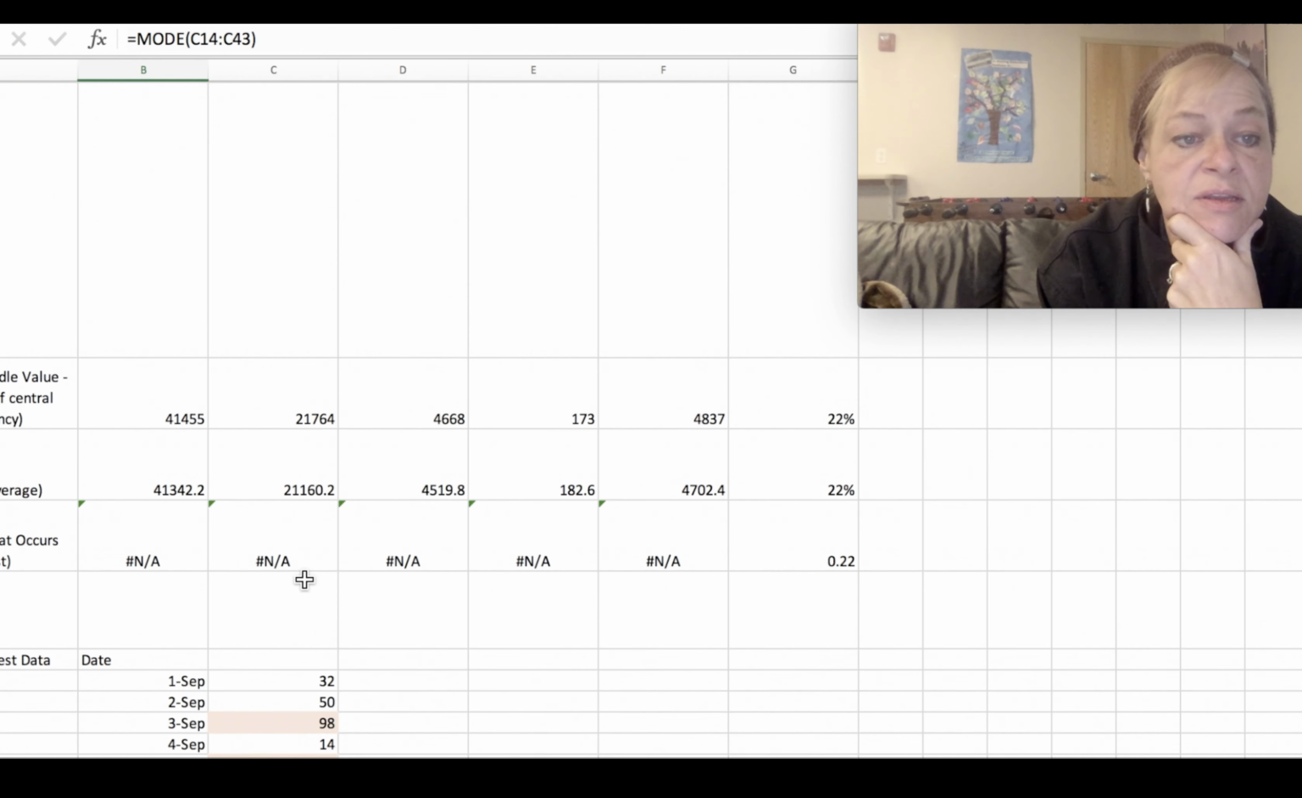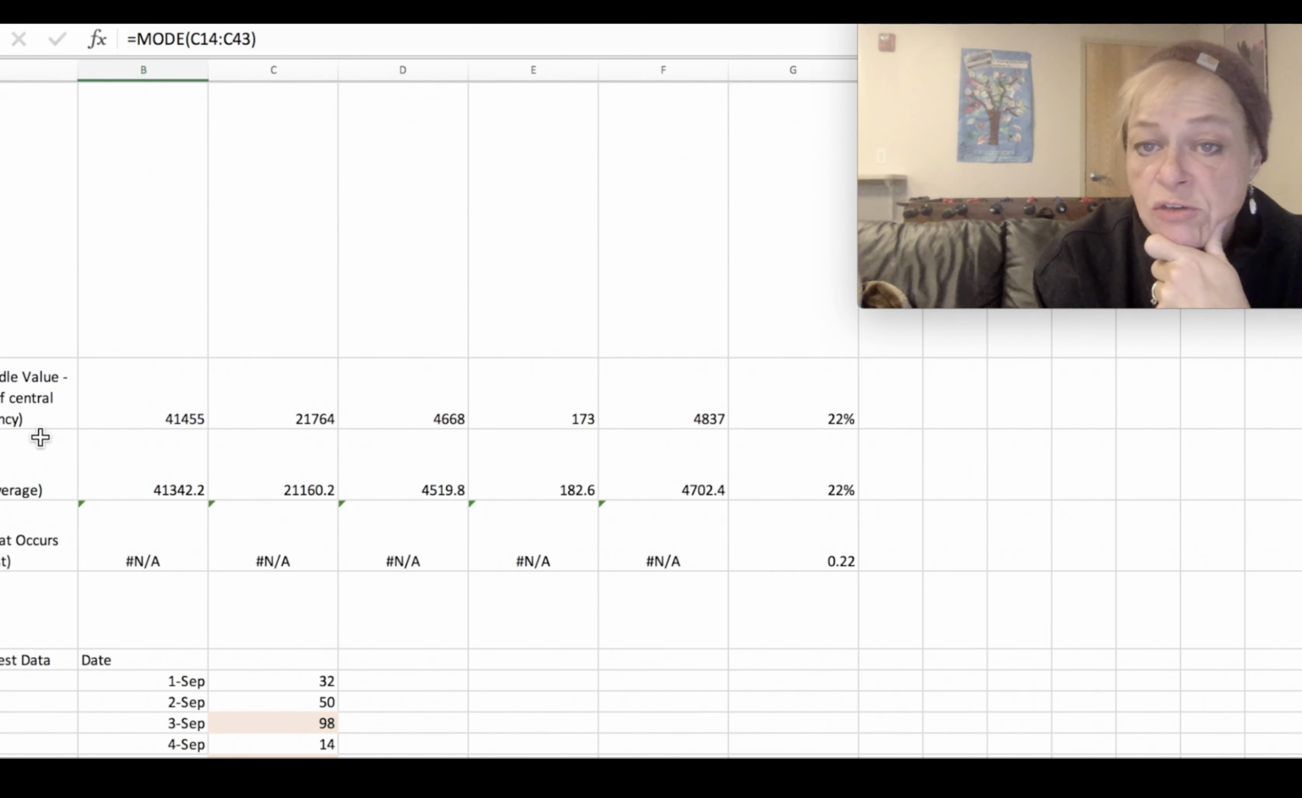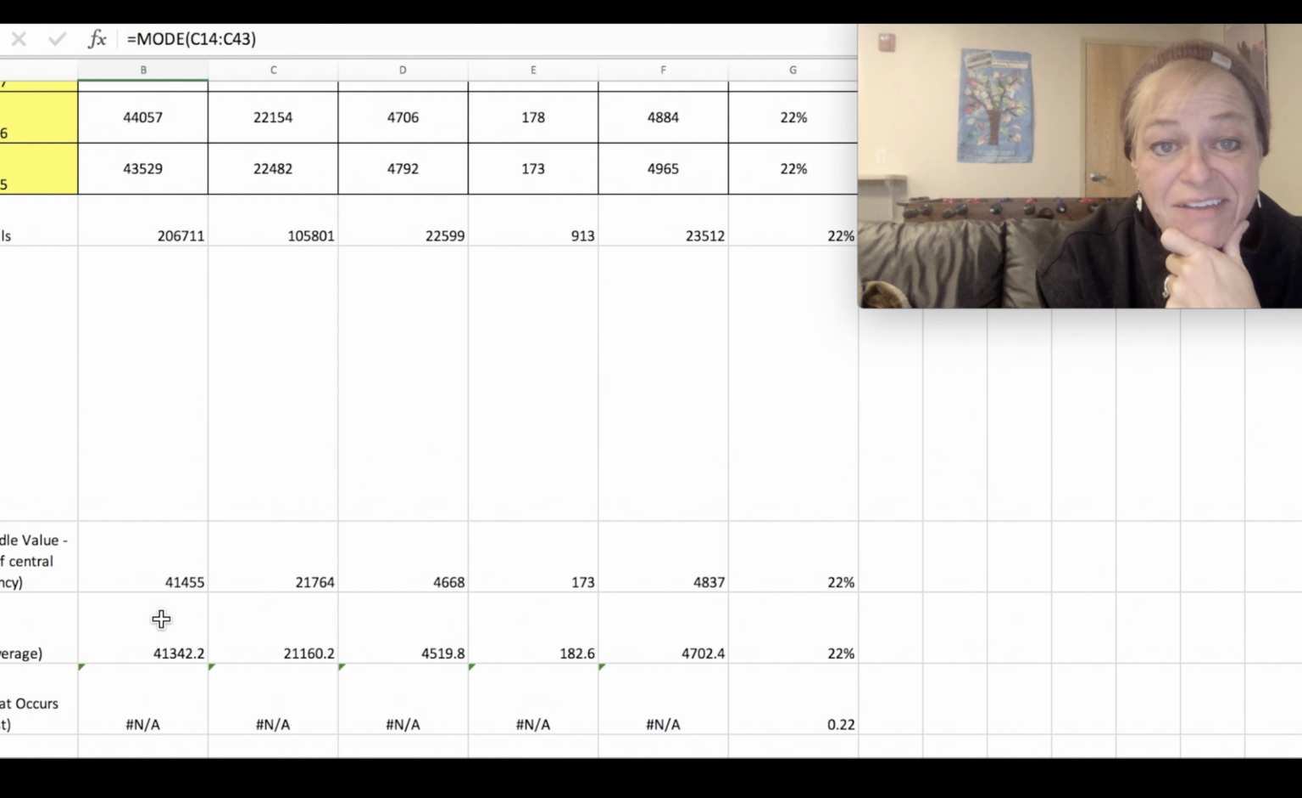Again, median is a measure of central tendency. It is the middle value of your set of data. Mean is just simply the average, and mode is the number that occurs the most. And there you have it.